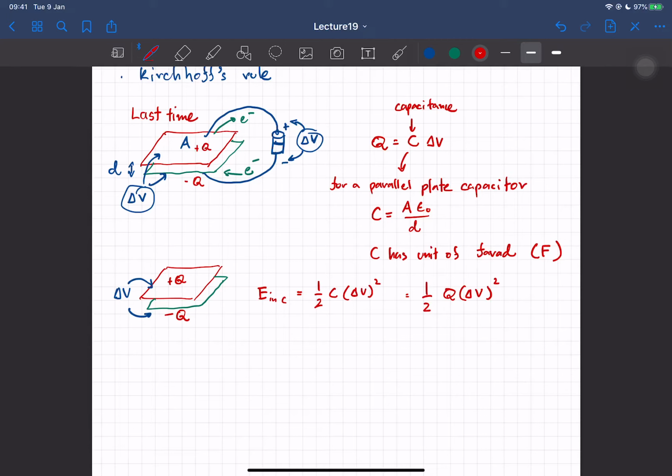And then you can plug in this formula to have it in a different form. For example, you can rewrite this as 1/2 times Q delta V. Sorry, 1/2 times Q delta V, like this. It also works, right? I'm just using C equal to Q over delta V. So there are many ways of writing this, but in any case, you're going to have the energy stored in a capacitor in units of joules. So you can say, I have this much energy stored in this capacitor.